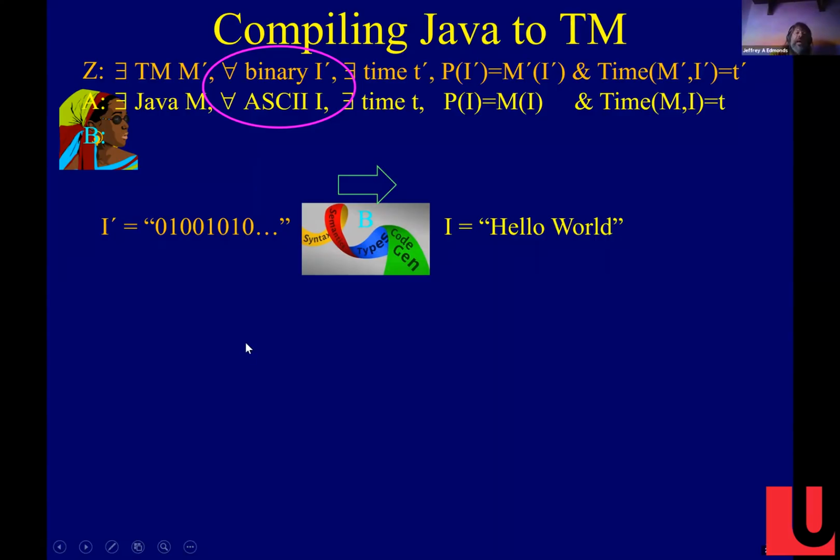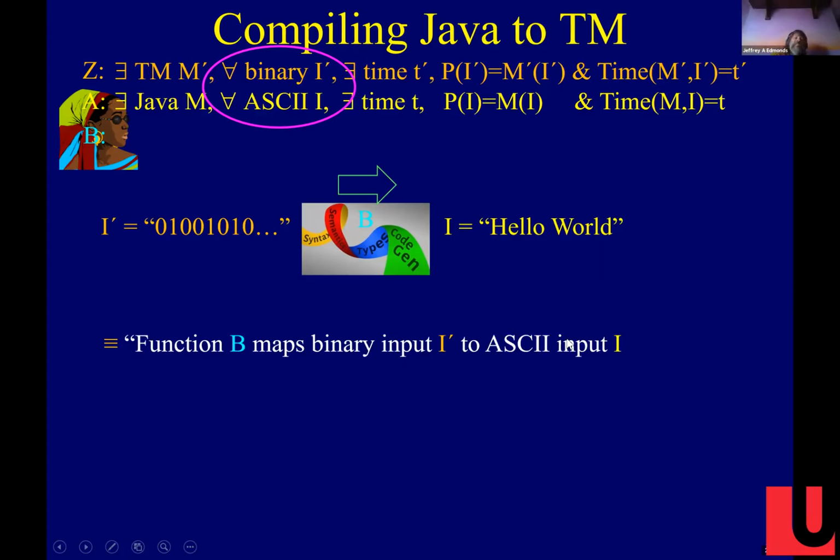So what do we want our B to say? We want to say, hey, there's some function B that maps binary inputs into ASCII inputs, right? We want to say that there exists some mapping. So here B is some function that you give a binary, and it gives you an ASCII. In orange, the I prime is in binary, and the I is an ASCII, right?